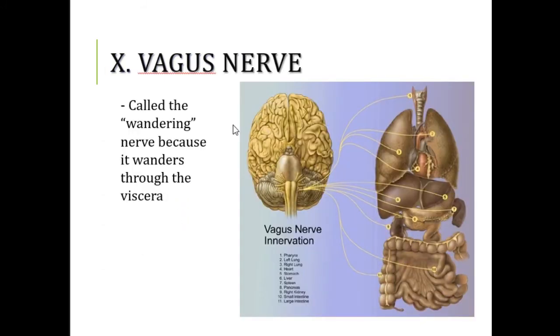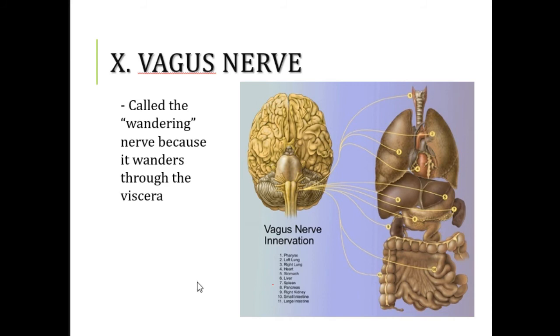And the vagus nerve is called the wandering nerve because it wanders through the viscera, so it's connected to everything. As I was saying earlier, it controls a lot of autonomic responses in addition to the central nervous system. So the vagus nerve acts as a main go-between between the viscera and the brain.